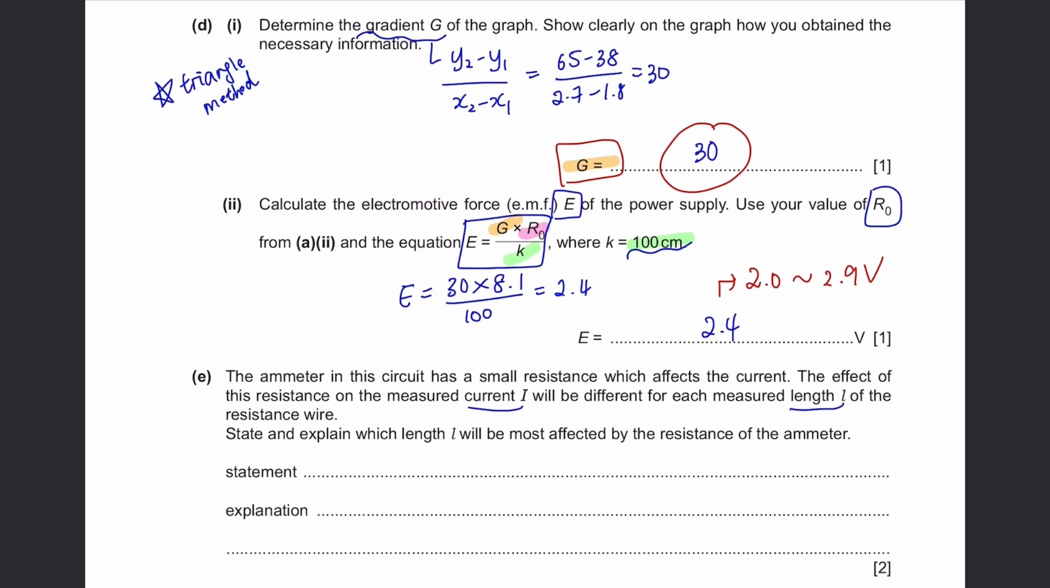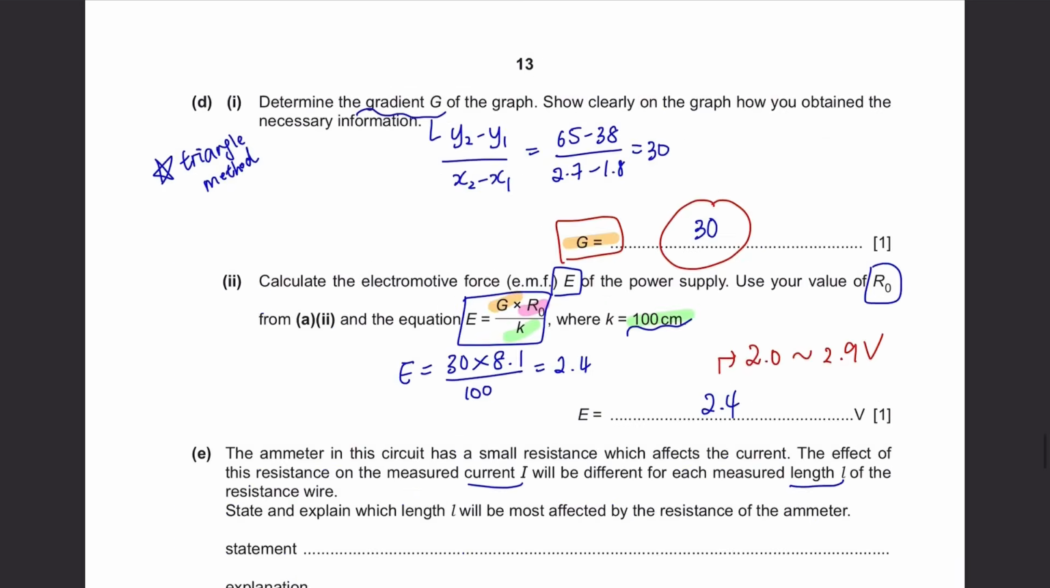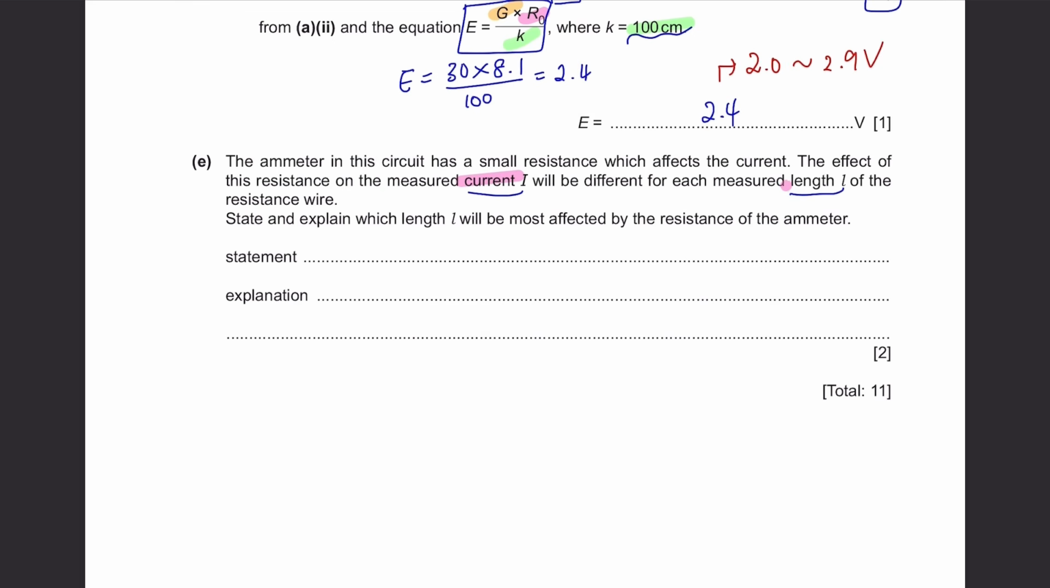Okay, what they're saying is the ammeter in the circuit has very little resistance and it hardly affects the current. And they also mentioned that the current will be affected by the length of the resistance wire. And then they asked which length will be most affected by the resistance of the ammeter. So it's kind of confusing, like they first talk about the ammeter and then the length, the current, and then suddenly the length and the ammeter again. But you just need to know that the ammeter has a small resistance but still has some resistance in the circuit, and current is dependent on the length.